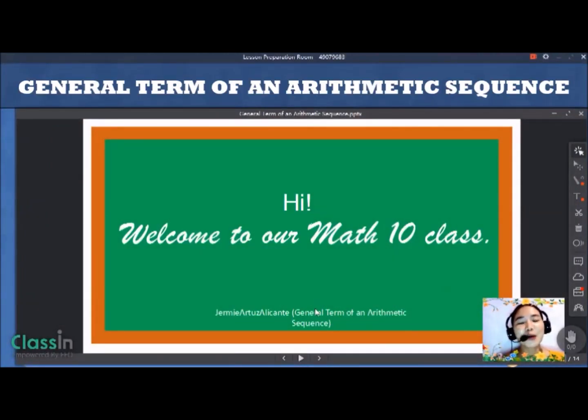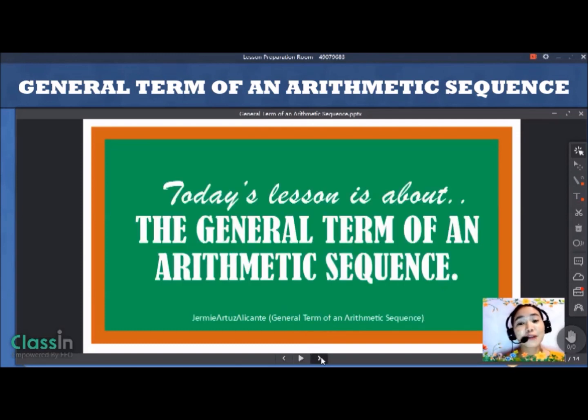Once again to our Math 10 class. For today's discussion, we will talk about the general term of an arithmetic sequence. Have you ever wondered how we are going to find, say for example, the 100th term of a sequence wherein only 4 terms are given? That is what we're going to discuss today.